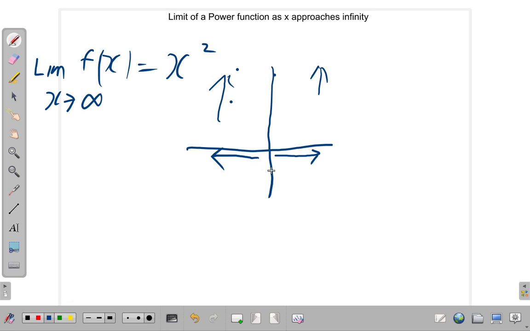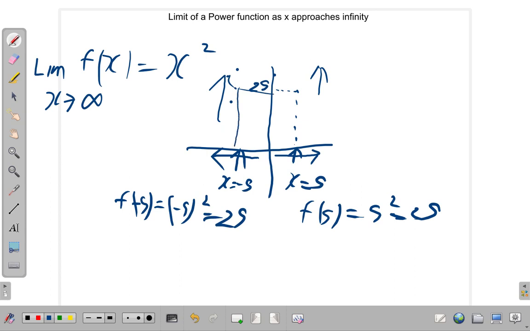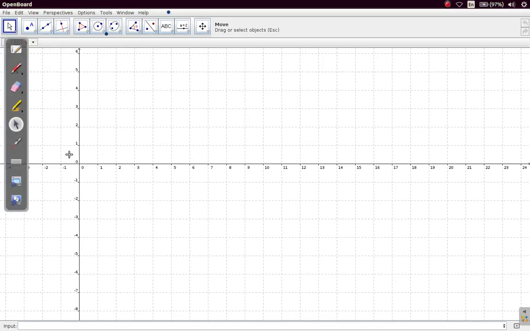Because if we try, for example, when x equals 5 right here, then f of 5 is going to be 5 squared, which is 25. So when x is 5, then y is 25. When x is negative 5, and negative 5 is right here, then what you have is negative 5 squared, which is 25 again, somewhere here, right? But I can tell you, if you plot the graph point by point, you're going to get something that looks like this.